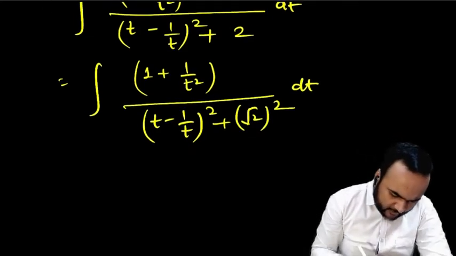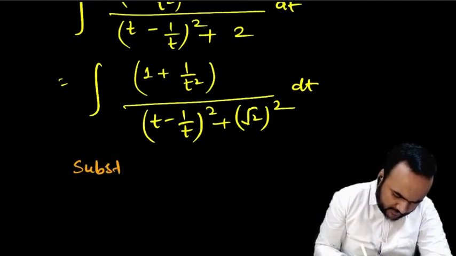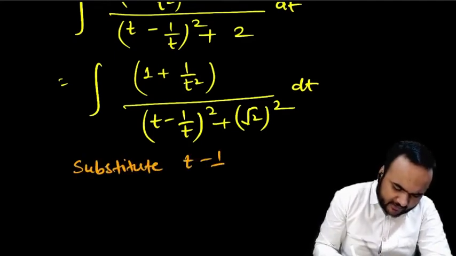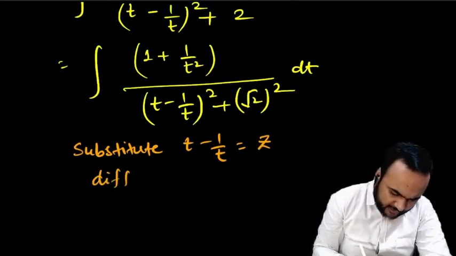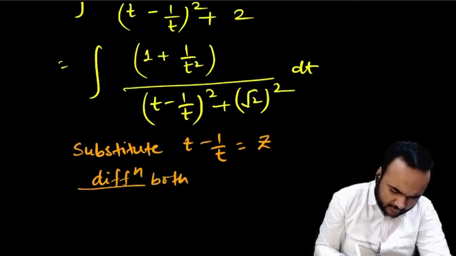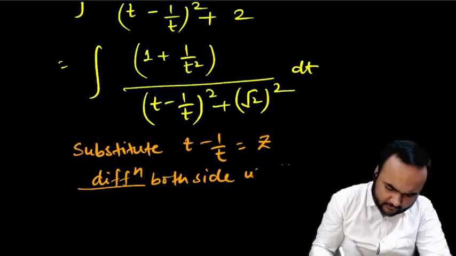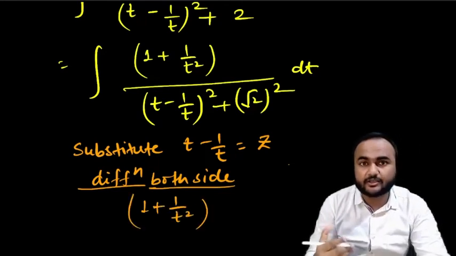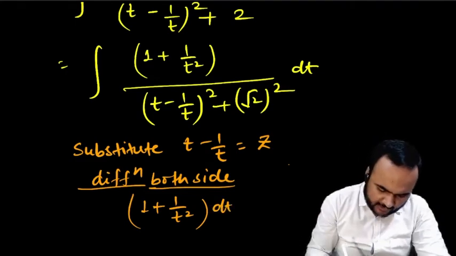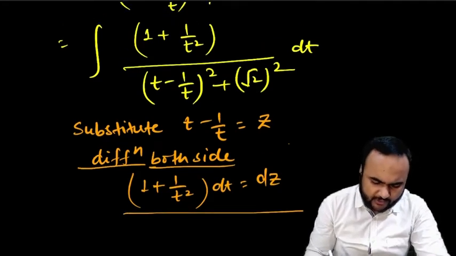So what we are going to do, we are going to substitute t minus 1 by t is equals to suppose z. On differentiating both sides with respect to x, it will become 1 plus 1 by t square, since the derivative of minus 1 by t is 1 over t square, into dt is equals to dz. So in place of 1 plus 1 by t square into dt, you can write dz.